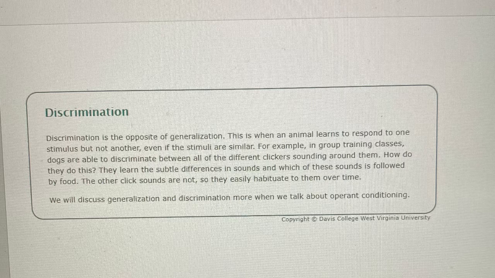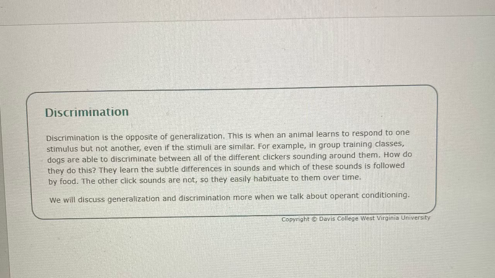Discrimination. Discrimination is the opposite of generalization. This is when an animal learns to respond to one stimulus but not another, even if the stimuli are similar. For example, in group training classes, dogs are able to discriminate between all of the different clickers sounding around them. How do they do this? They learn the subtle differences in sound and which of these sounds is followed by food. The other click sounds are not, so they easily habituate to them over time.